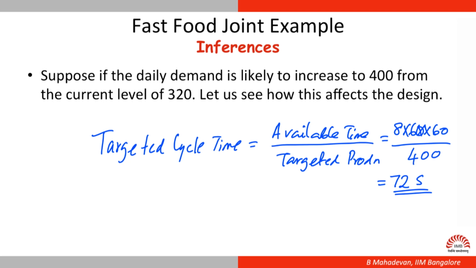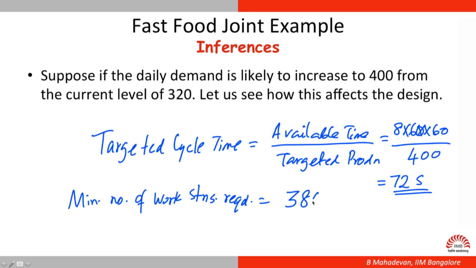Now, given that the cycle time has to be 72 seconds, the next question we would like to ask is, what is the minimum number of workstations required? So, the total task time has not changed, it continues to be 380 and the cycle time is 72. The ratio of these two tells us the number of workstations required, and this ratio turns out to be 5.27, which is as good as saying we need 6 workstations.